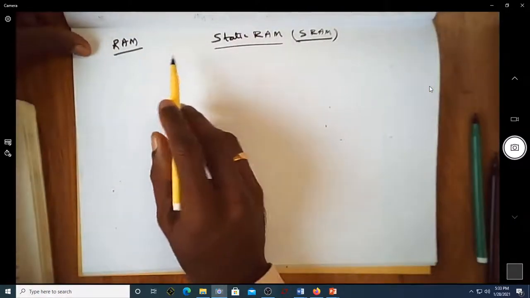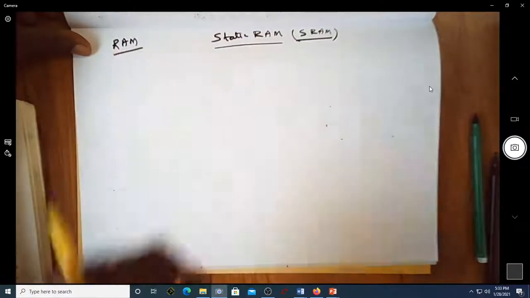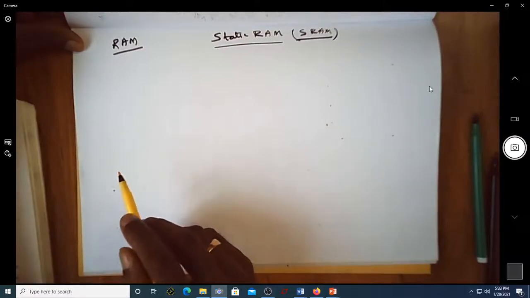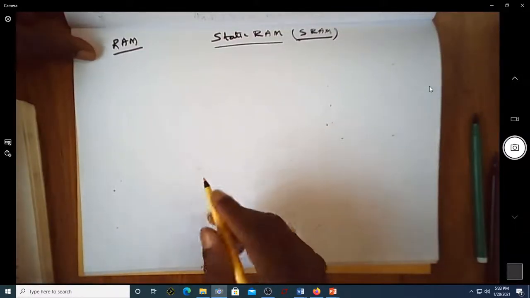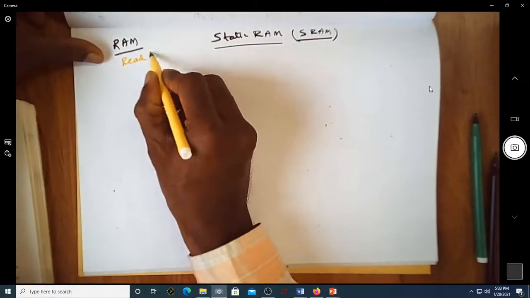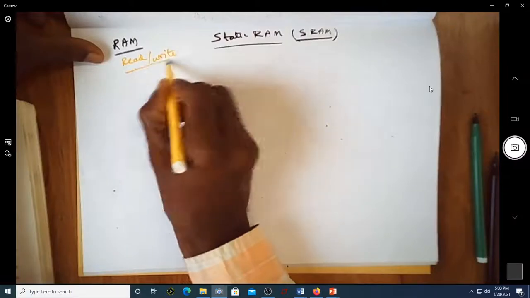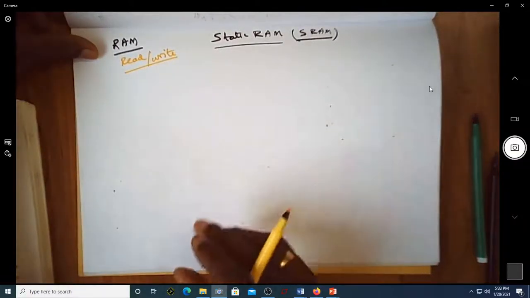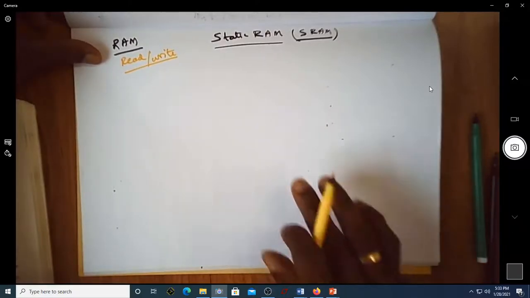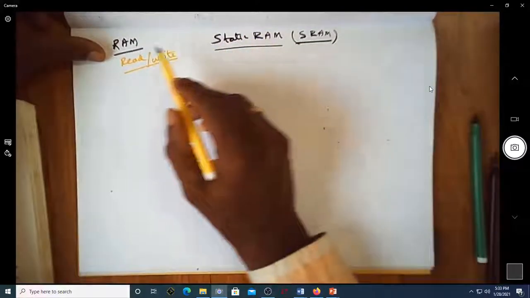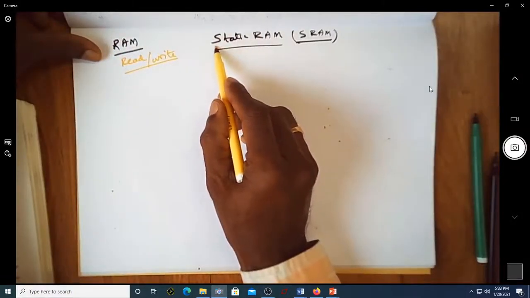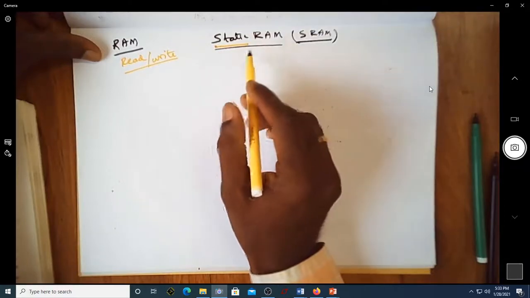So the next category of memories is RAM, that is random access memory. As the name itself indicates, you are supposed to randomly access the memory. This is a category where you can read as well as write the memory locations n number of times. So it's not only read only, you can read as well as write the content of the memory. Under this random access memory, we have one category which is static RAM.